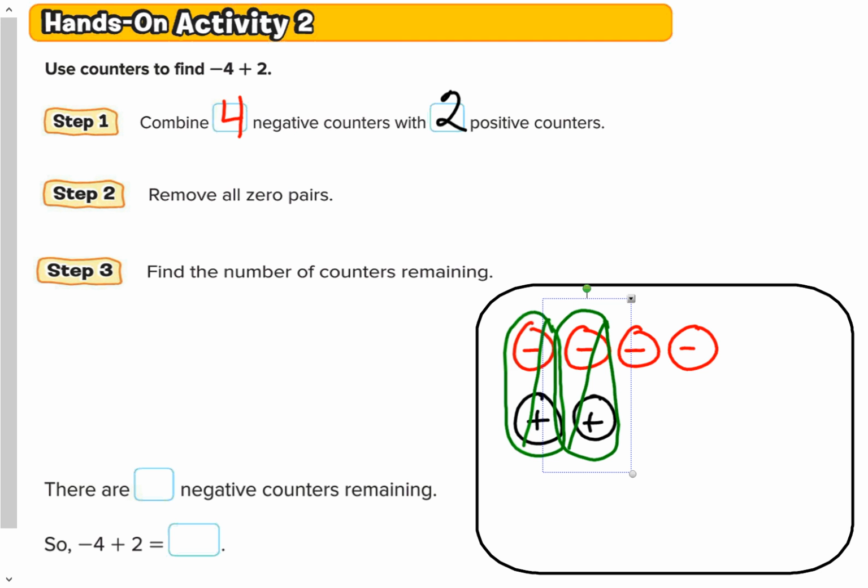Now you have a choice. You can just cross them out. Some people like to circle them and cross them out. It's really up to you.